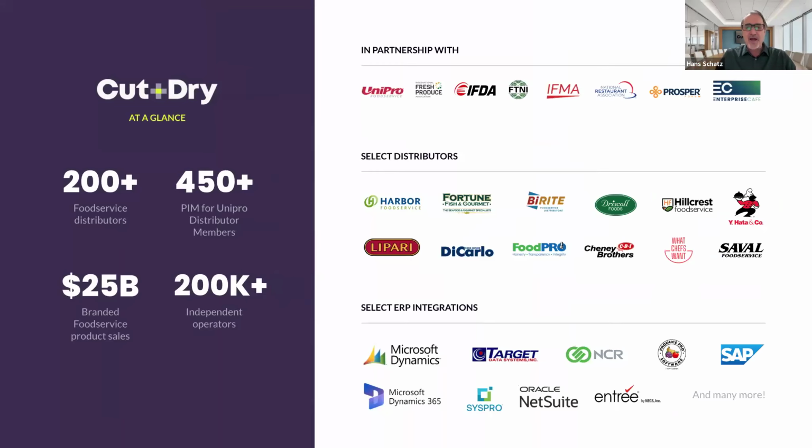When you look at the enterprise, a little bit about Cut+Dry. We're one of the nation's largest e-commerce platforms. We build this amazing Amazon-type user experience for distributors, so their operators can come in and place their orders. They can see what they're ordering, look into product detail, and pay their invoices.